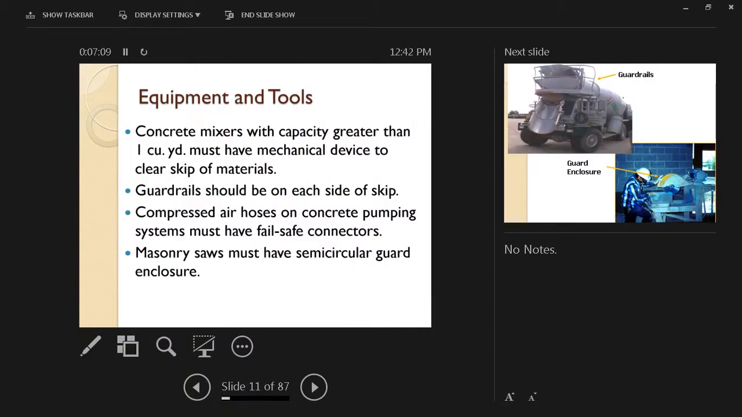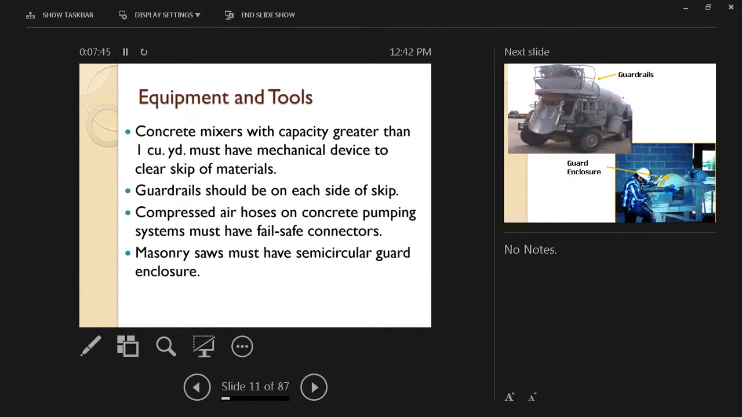Another area of hazard also is with concrete mixers. With capacity greater than 1 cubic yard, they must have a mechanical device to clear the skip of materials so that no one would be tempted to go inside and try to clean that skip. Guardrails should be on each side of the skip, again preventing anyone from falling in. Compressed air hoses on concrete pumping systems must have fail-safe connectors, because again, compressed air at a very strong force can cause injuries. Masonry saws must have semi-circular guard enclosure.